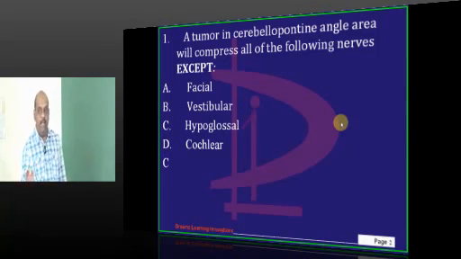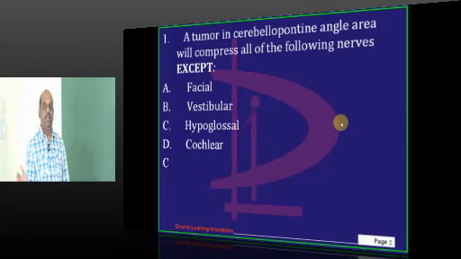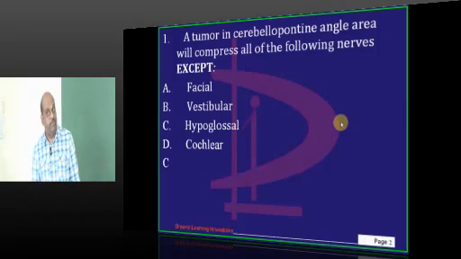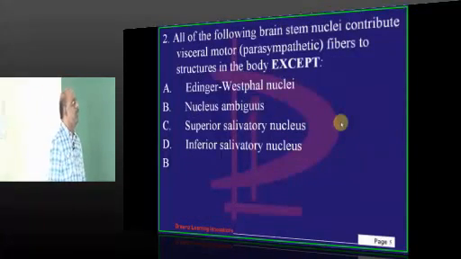The vestibular is at the pontomedullary junction. Still, vestibular, cochlear, facial, all of them get involved once the CP angle tumor is there. Even the 5th cranial nerve is also involved, is what needs to be remembered.